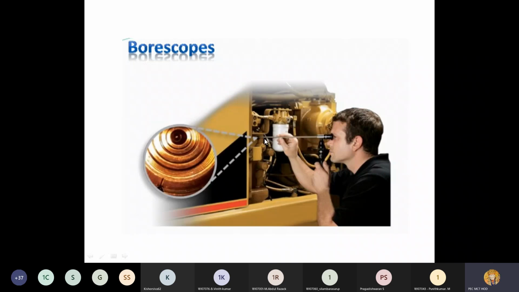See in this image, the borescope instrument has a narrow rod. We cannot bend this rod. Only a narrow path can be inspected. Narrow tubes, narrow engine or narrow path, only this we can inspect.